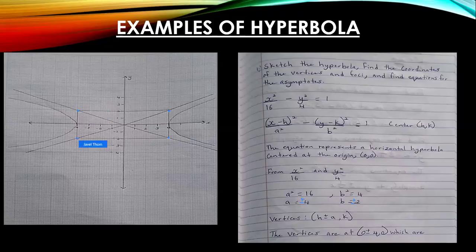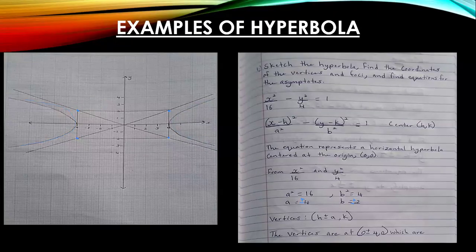And you just connect the lines and you draw your rectangle. When you draw your rectangle, you draw your asymptotes, both asymptotes. It must pass through the center, and then you can draw your hyperbola.